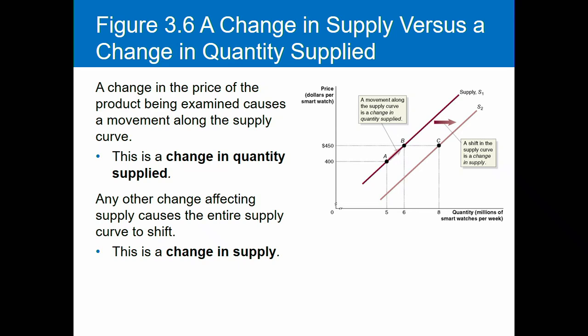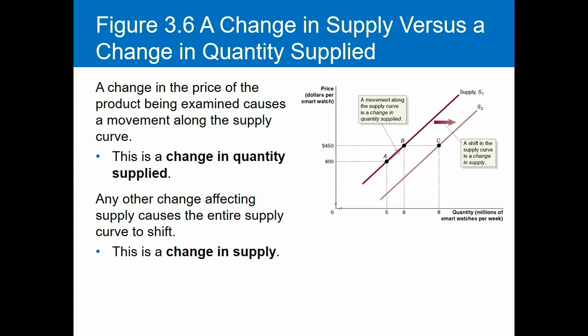So just like for demand, for supply, there's a difference between the change in supply versus the change in the quantity supplied. So a change in the price of the product that we're talking about causes a movement along the supply curve. That's the change in the quantity supplied. So we have this initial supply curve here. The change in the quantity supplied is moving from point A to point B. So we're moving from $400 to $450. But you're staying along that initial supply curve.